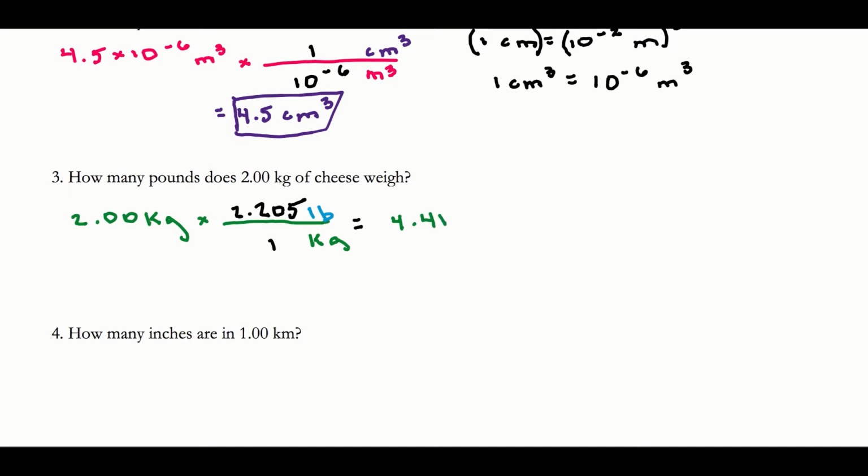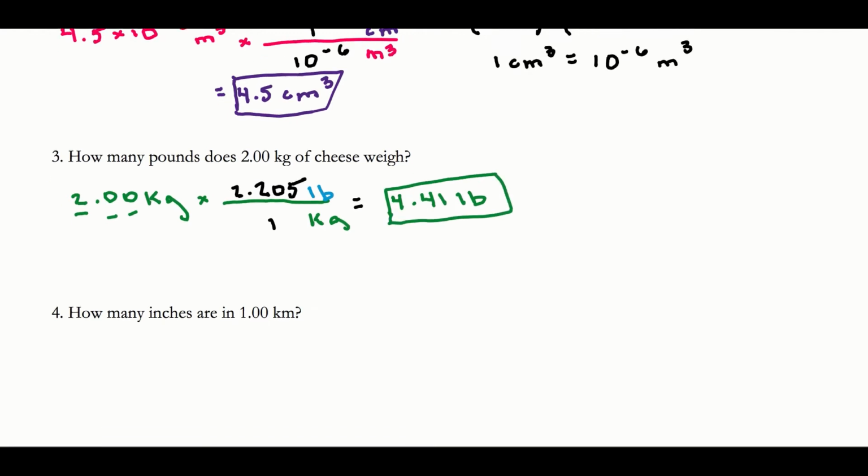My units are pounds. Let's double check sig figs and make sure I have the correct number of sig figs. For 2.00, because there's a decimal present, I'm going to count from left to right. My first significant digit is a 2, so I can start counting on a 2, so that's 1, 2, 3 sig figs. 4.41 has 3 sig figs as well, so that is an acceptable answer. Let's look at the next one.